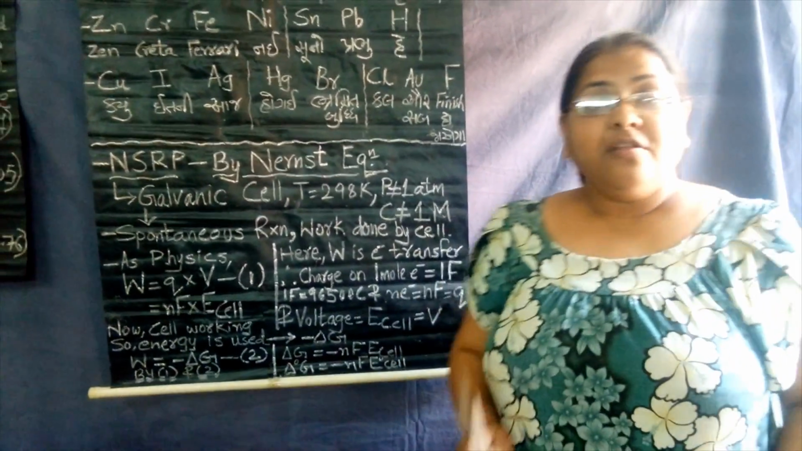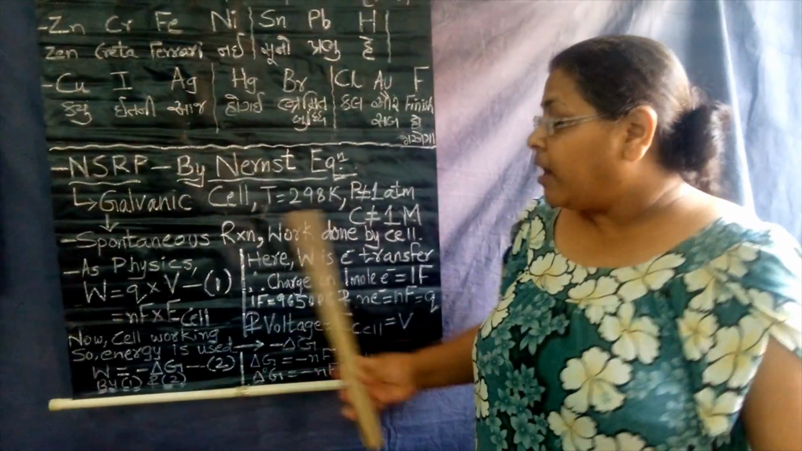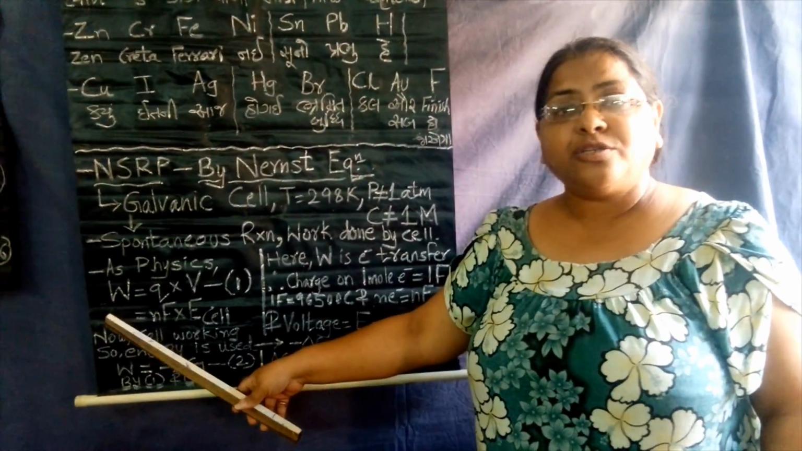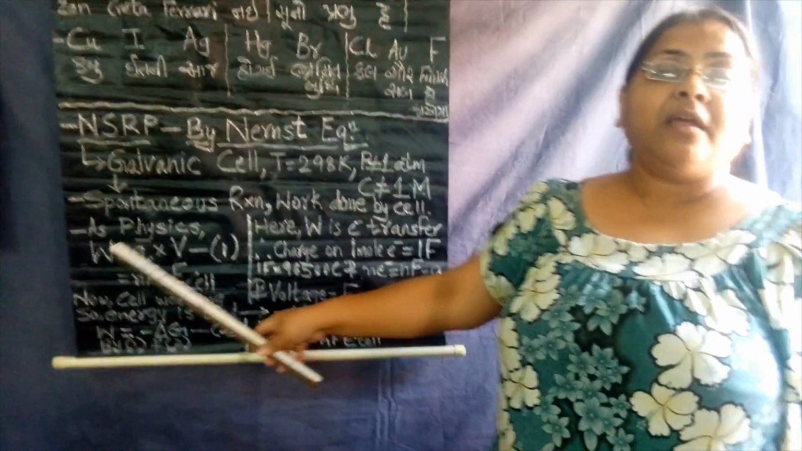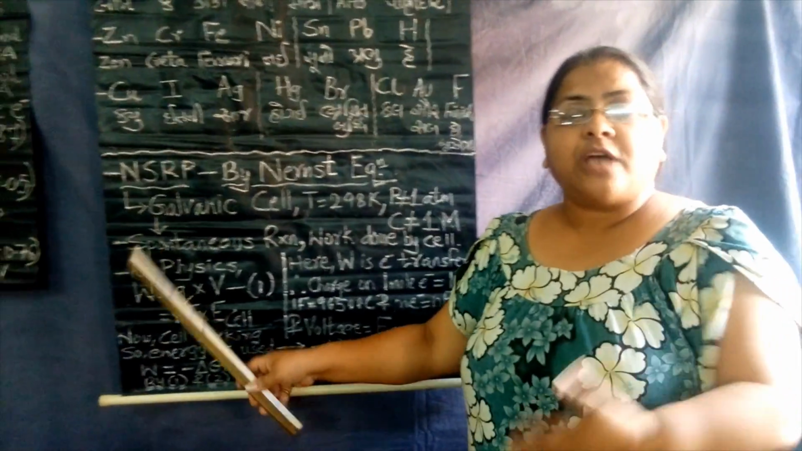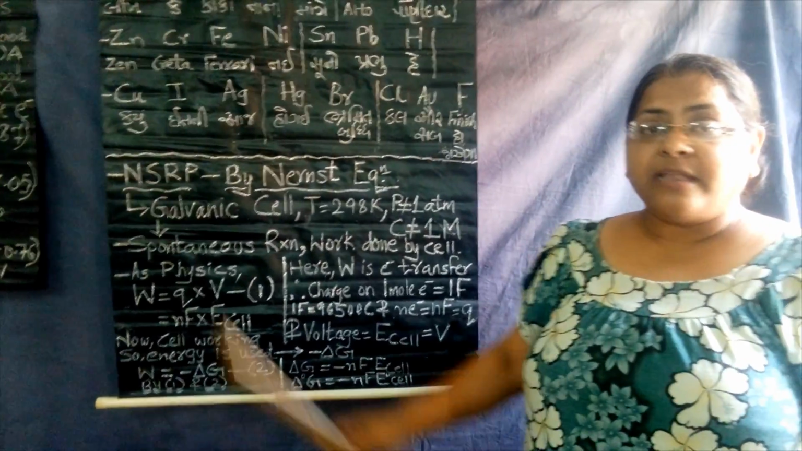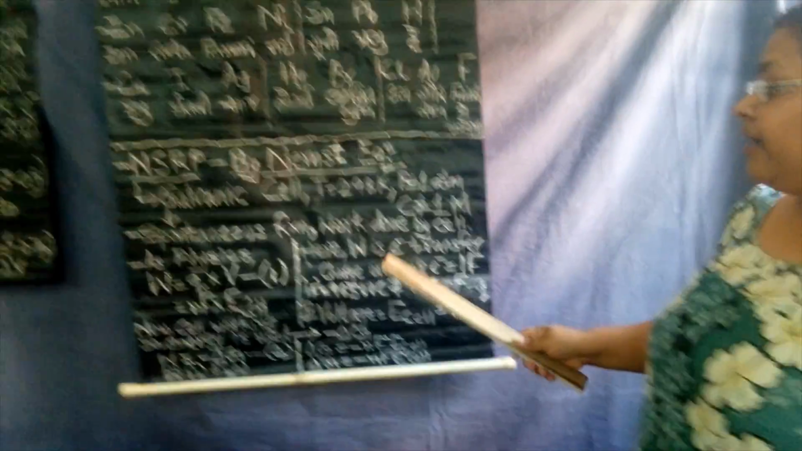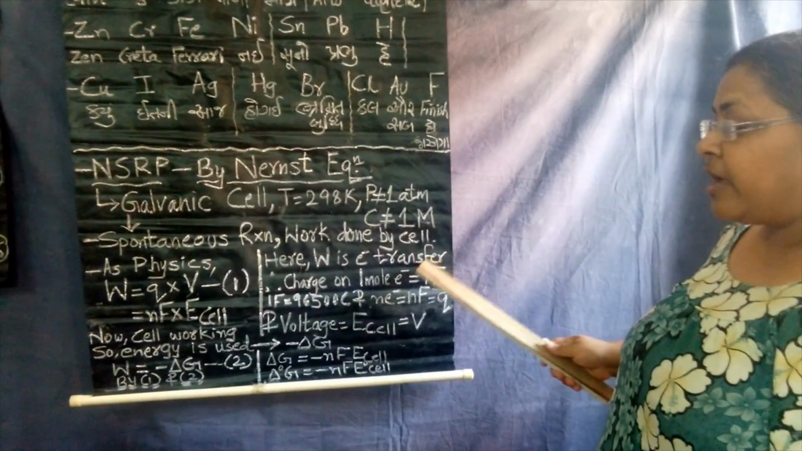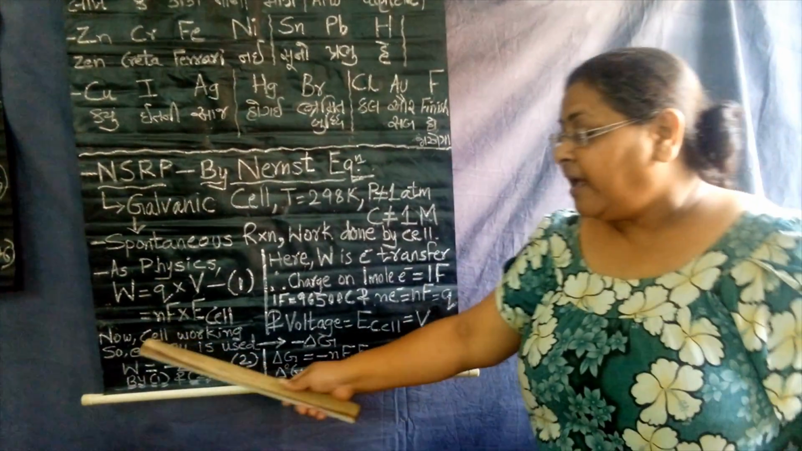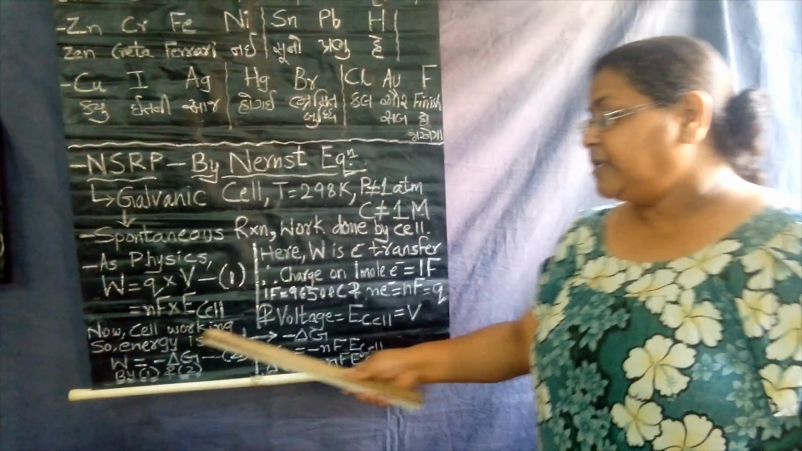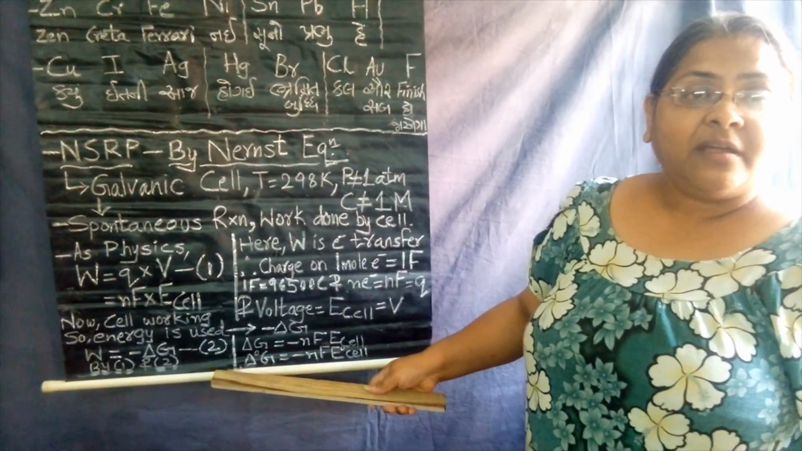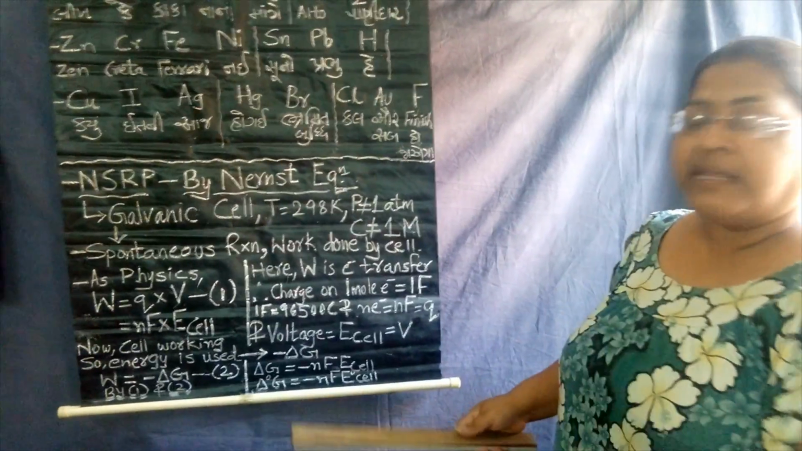Now, looking at this work done by the cell itself, Nernst gave us an idea that work done by a body itself is equal to the flow of charge multiplied by the voltage. That is the work done. But here, work done in the galvanic cell is by two ways. One is the electron transfer, and another, if the cell is working, then energy is used up. That is the Gibbs free energy. So Gibbs free energy is reduced. It means it is negative.